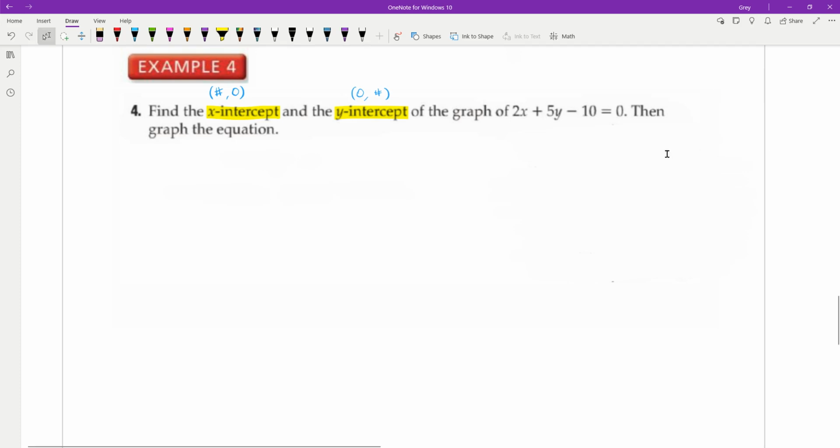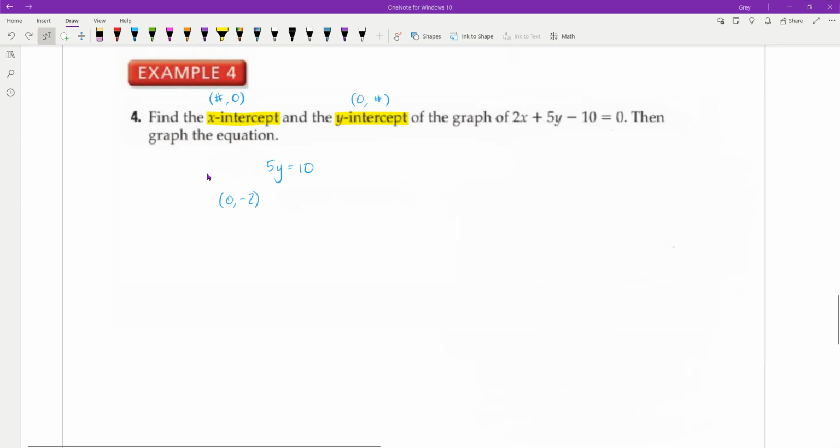So if I take this equation of 2x plus 5y minus 10 equals 0 and make it the standard equation, 2x plus 5y equals positive 10. To get my intercepts, if I plug in 0 for x, then this all goes away. So 5 times what equals 10? That's 2, I didn't write that down correctly.